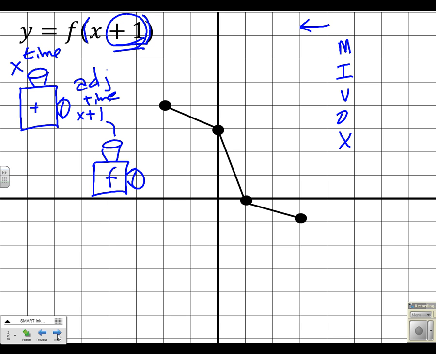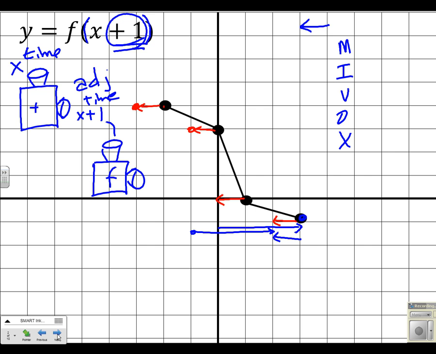A 1-day head start. So if it took my corn 3 days to get to this height, and it had a 1-day head start, that would mean we'd start from here, go to there, and we're actually moving back 1. With a 1-day head start, everything happens 1 day sooner. So this point would happen over here. This point would happen over here. This would occur 1 day sooner, 1 day sooner.